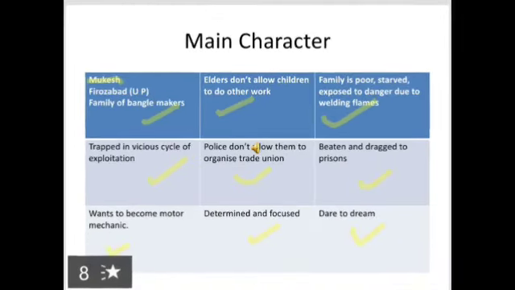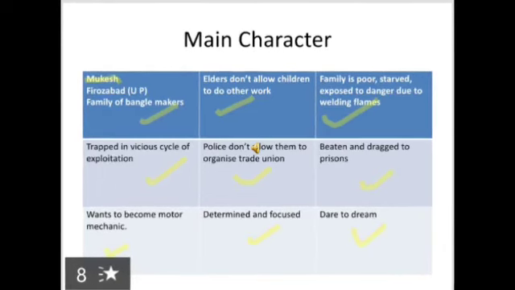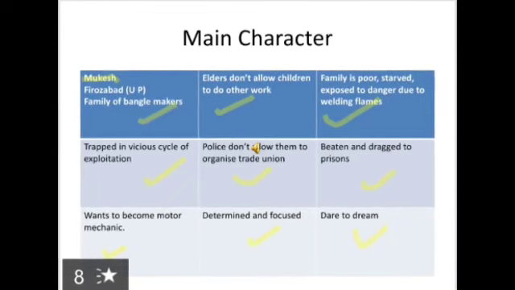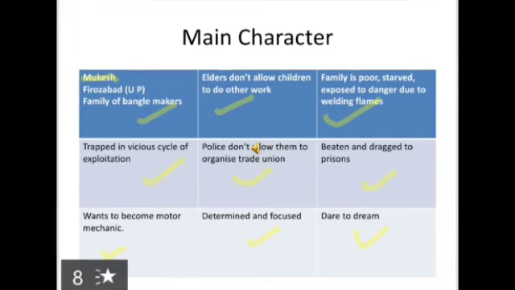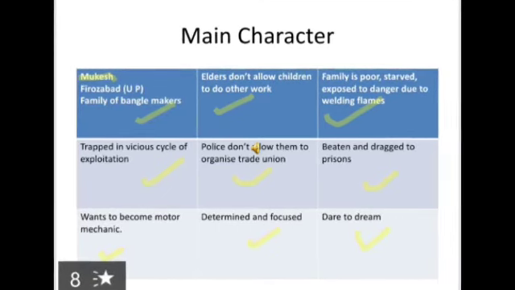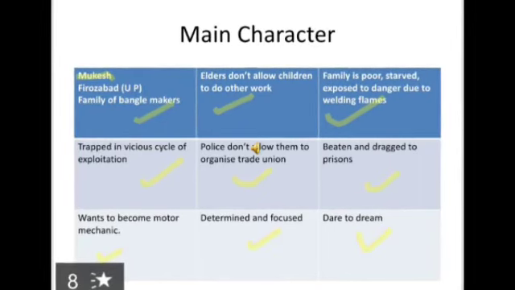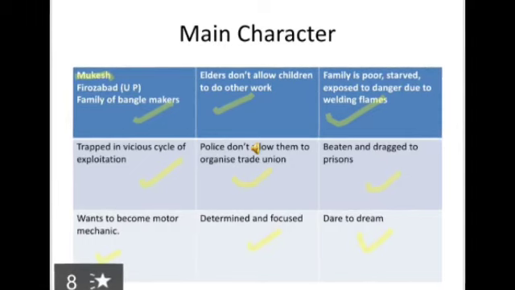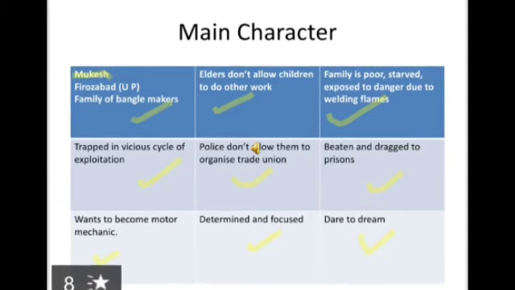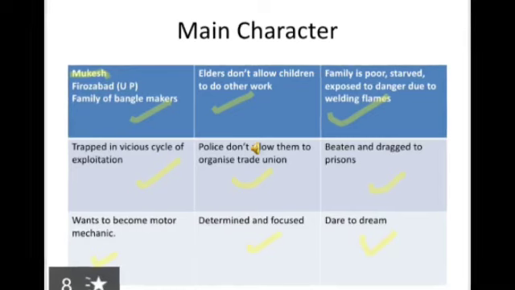About the second main character, that is Mukesh. Mukesh is from Firozabad, UP, and he is from a family of bangle makers. His elders don't allow the children to do any work apart from making bangles. The family is poor, starving, and exposed to danger due to welding flames. They are trapped in a vicious cycle of exploitation, which is very difficult for them to break. Police don't allow them to organize a trade union. They are often beaten and dragged to prisons.